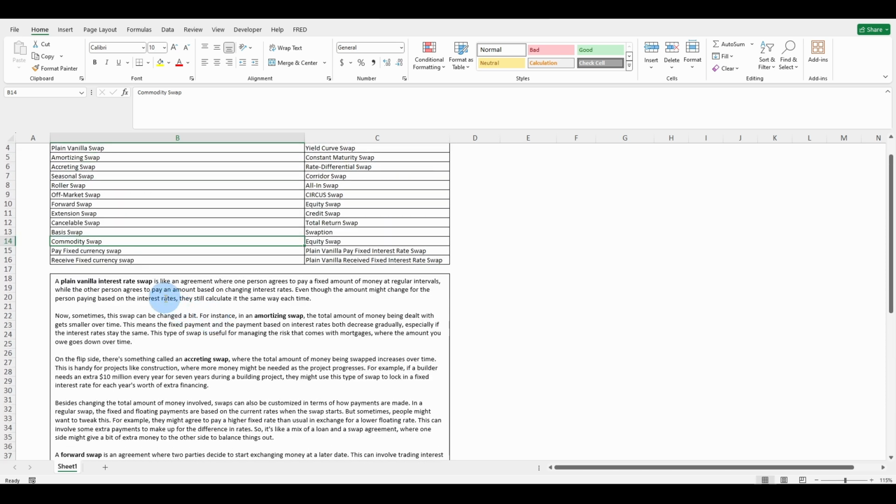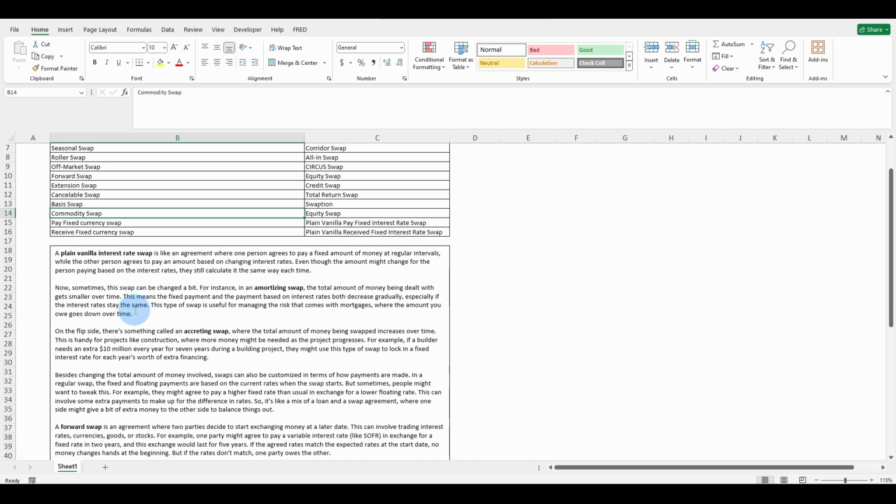So a plain vanilla interest rate swap is the most popular. It is like an agreement where one person agrees to pay a fixed amount of money at regular intervals while the other person agrees to pay an amount based on changing interest rates. Even though the amount might change for the person paying based on the interest rates, they still calculate it the same way each time.